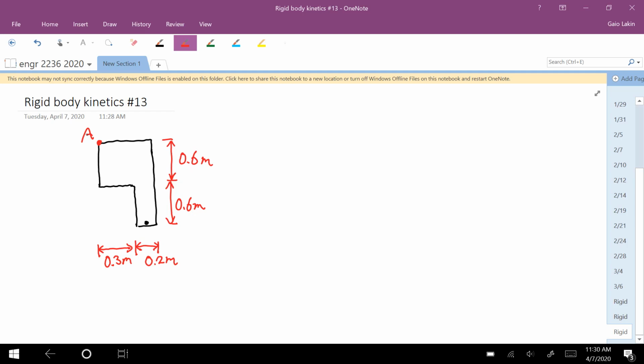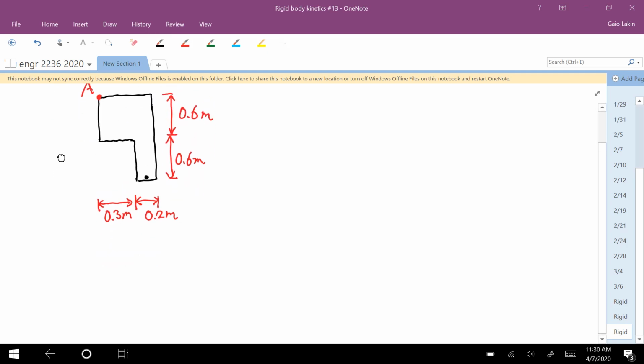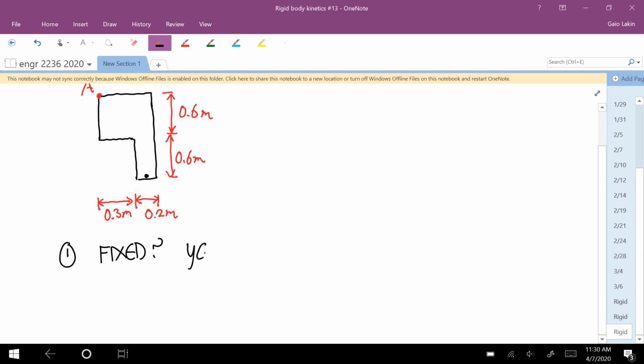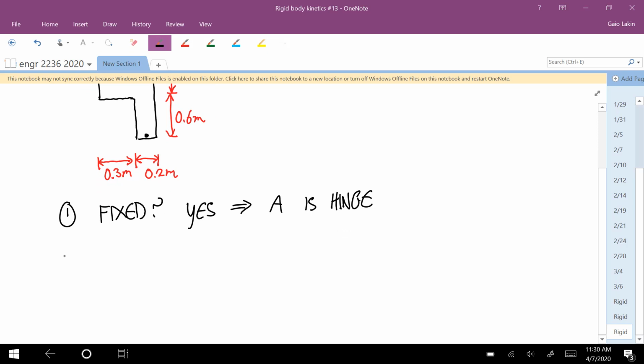Okay, well, let's just start going through the steps that will always work for any rigid body problem. So first of all, is there a fixed point? Yes. And so the about point is the hinge. So we have to calculate the mass moment of inertia about the hinge.